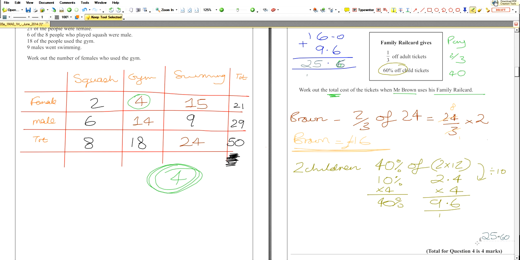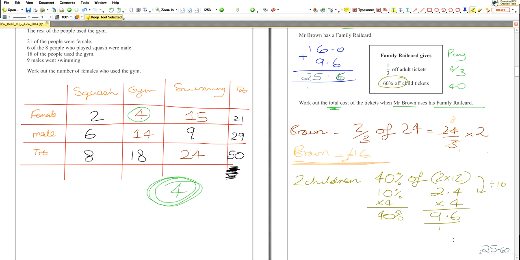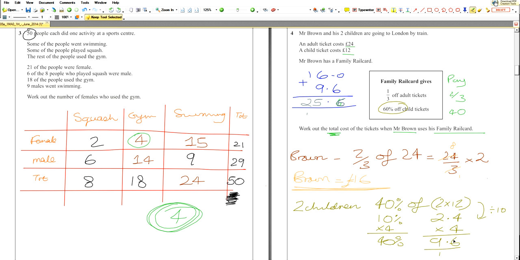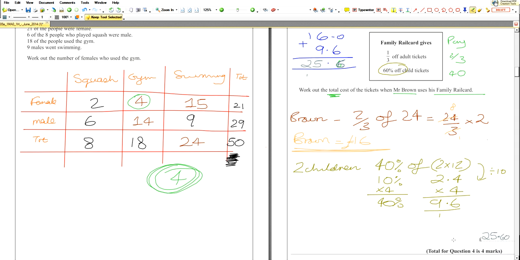Is it £9.60 for one child? That's for both, because we've done 2 times £12 for the child tickets. Okay, are we happy with question number 4 now? Good. Let's move on to the next question.